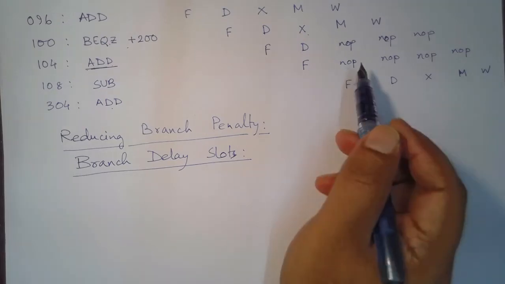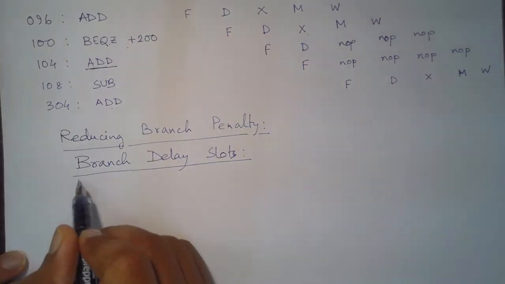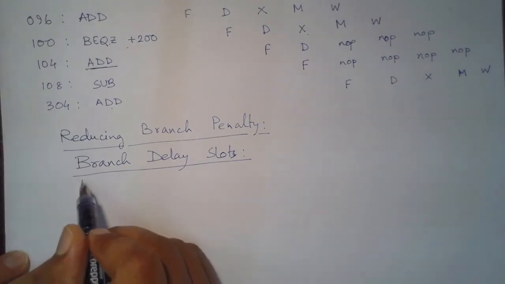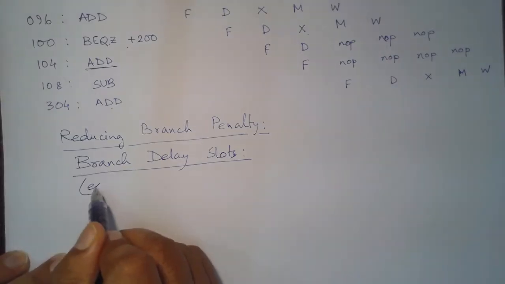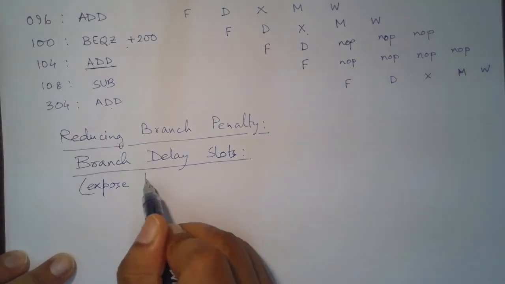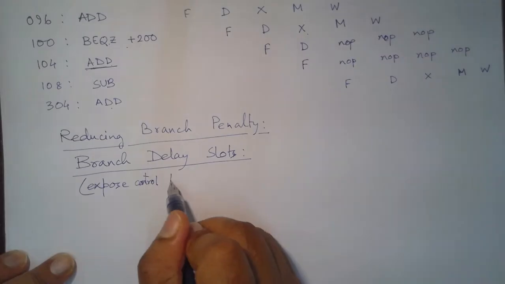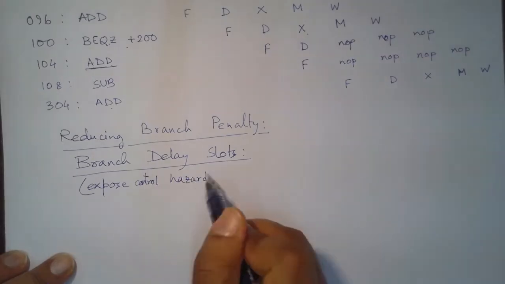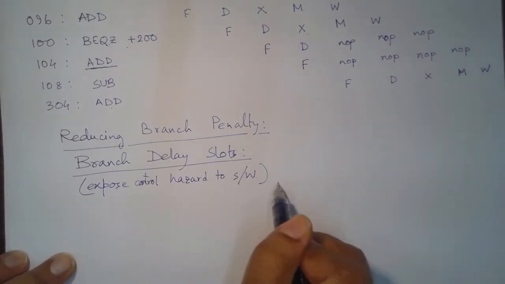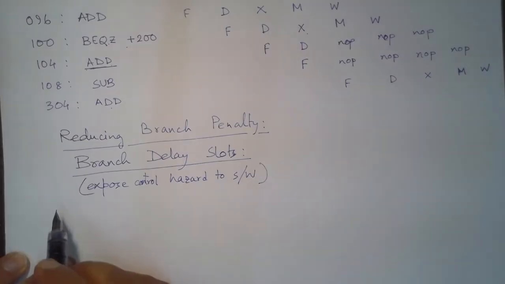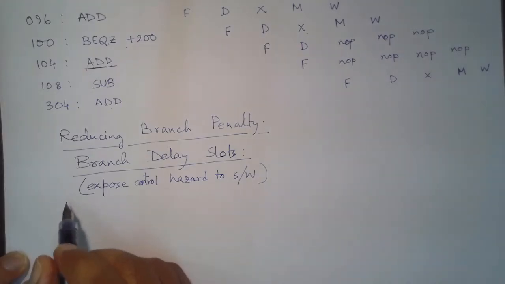Okay. So just to summarize, how do you exploit the branch delay slot? You expose the control hazard to software. So in this process you will say that the instruction that follows a branch or a jump instruction is always executed.